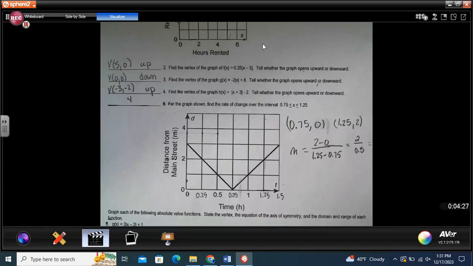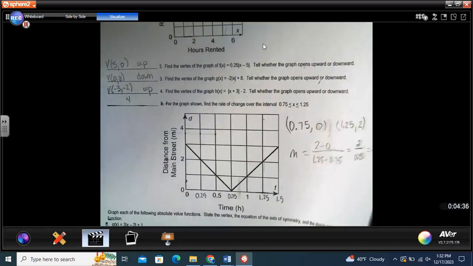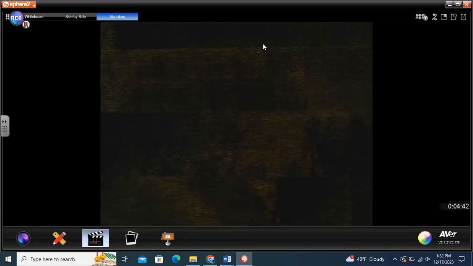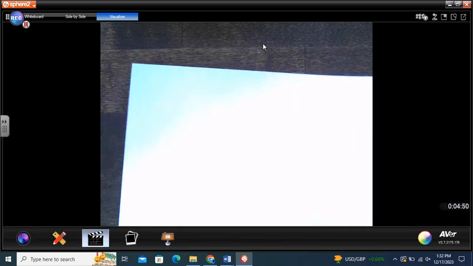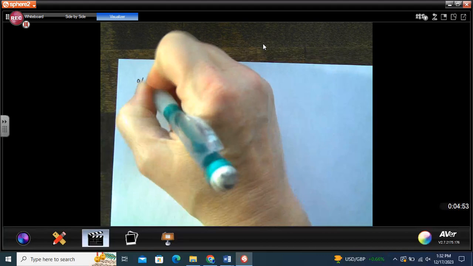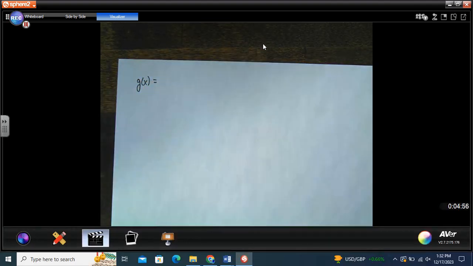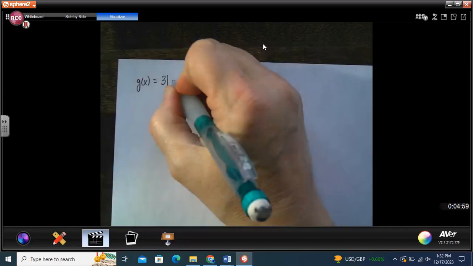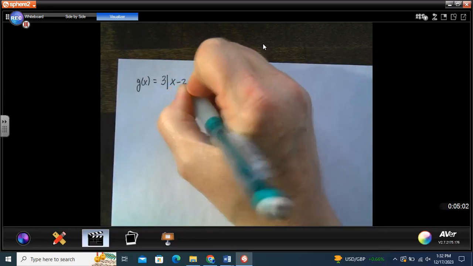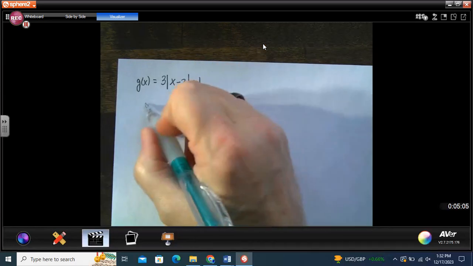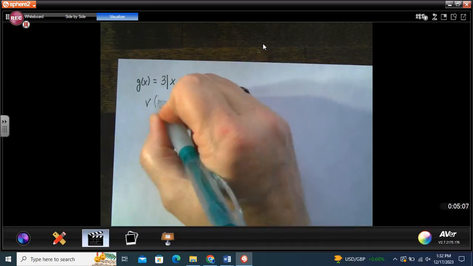And for these last two, we're supposed to graph, state the vertex, the equation of the axis of symmetry, domain and range. And first we have g of x. I did not bring home any graph paper. So g of x equals 3 times the absolute value of x minus 2 plus 1. So your vertex is at 2, 1.